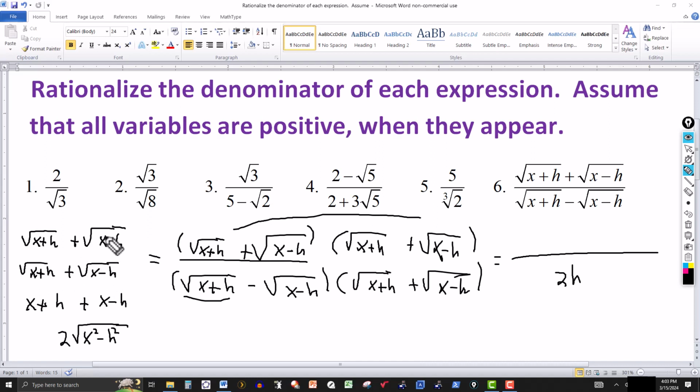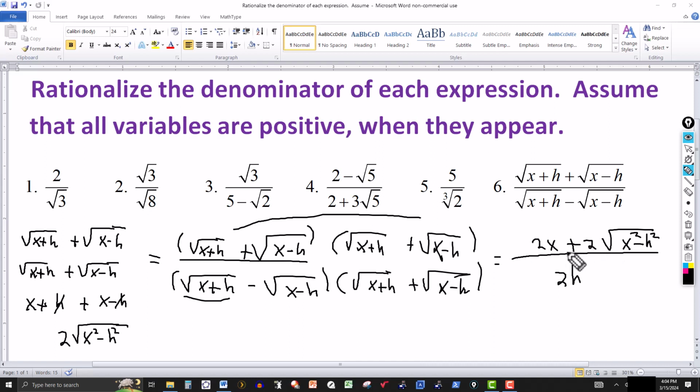X plus h times x minus h is x squared minus h squared, and it gives me two of those, one this way and one this way. And then what else do we have here? The h and the minus h cancel out. So what do we have left? We have an x and an x. So let's put that up here. That's 2x. And then we have this quantity here, so we got a plus 2 square root of x squared minus h squared.